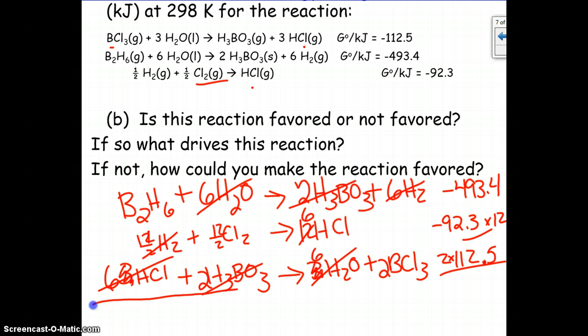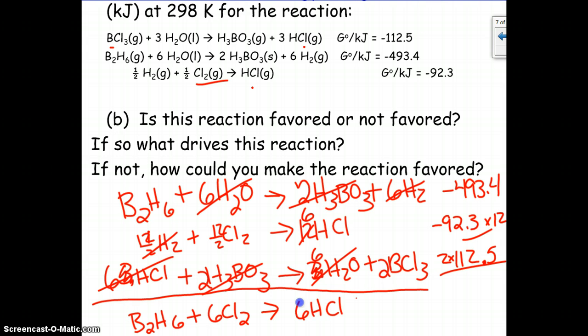Now let's try adding it up and see if it gives us back the original equation. Okay, so we got B2H6 and 6 Cl2s on this side. And that's going to give us 6 HCl's and 2 BCl3s. Look at your original equation and you'll see that it matches perfectly. All right, now what you want to do is get the value for that. So you're going to have to add all these values up. Okay, so when I add all those values up, I get negative 1376, and that is in kilojoules.